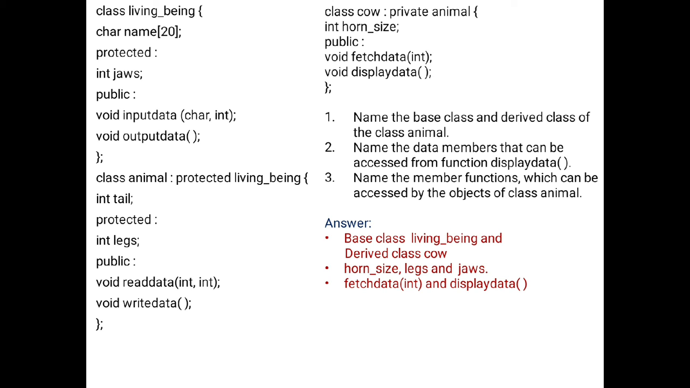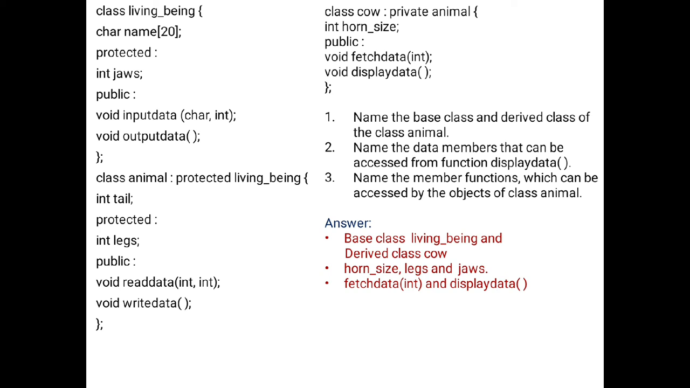Similarly, the class animal has its own data members, that is int tail, which is private. Under protected data members, it has int legs. So you can see that the data member names are also related to the class name. Animal has a tail, animal has legs, right? So this signifies the state.